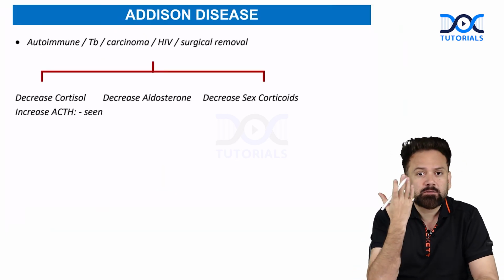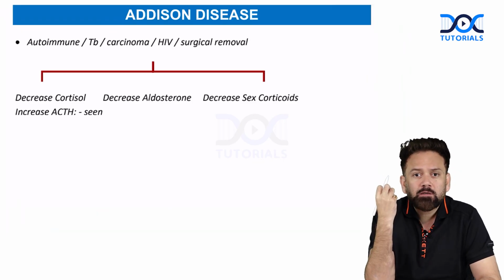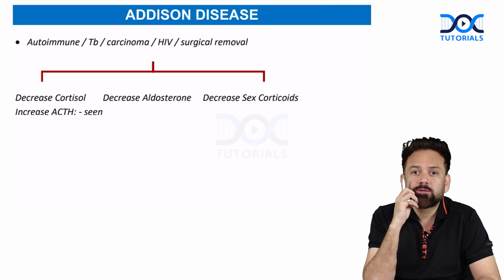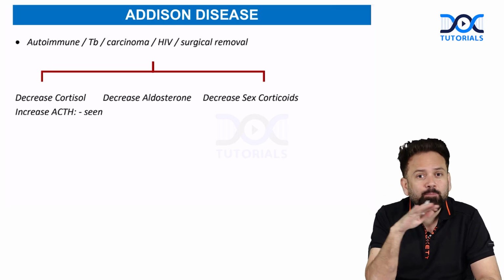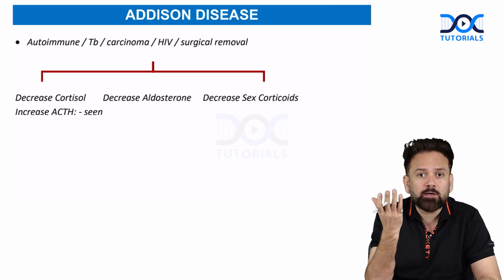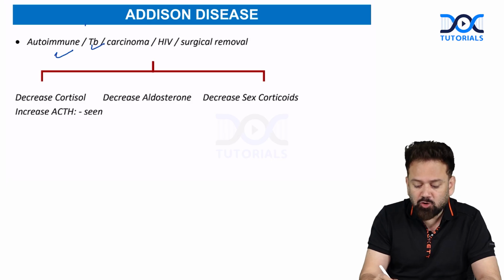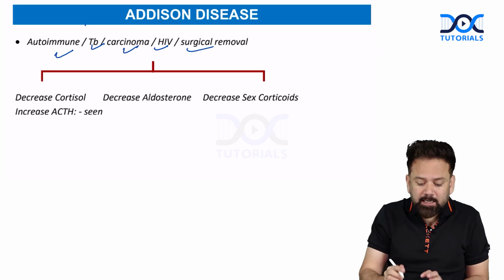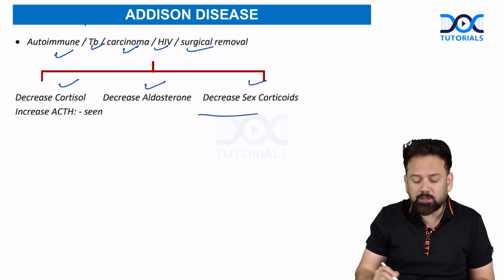Now, Addison disease. Addison was a scientist who removed the adrenal cortex, and whatever symptoms came, he said this is called Addison disease. So by this story, you can remember what Addison disease is: hypofunctioning of the adrenal cortex. It can be autoimmune, tubercular, carcinoma, HIV, or surgical removal. Whatever may be the cause, the main thing is decreased cortisol, decreased aldosterone, and decreased sex corticoid.